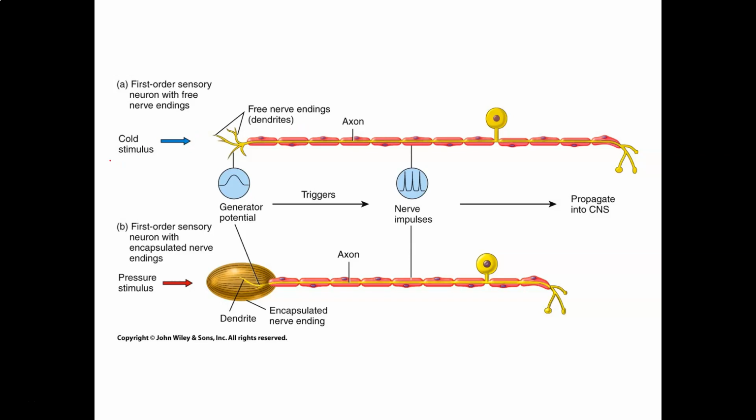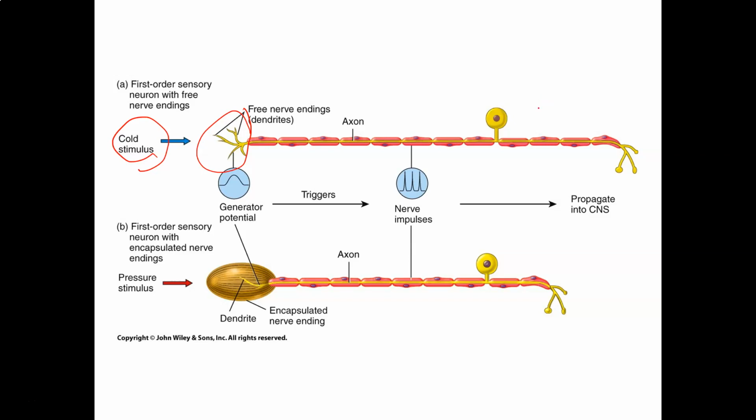In this picture they're showing cold as a stimulus, temperature. But whatever the stimulus is, it's going to trigger graded potentials or receptor potentials in the dendrites. So here we're looking in this top picture at a sensory neuron. Recall that sensory neurons are not multipolar like motor and interneurons are. They are uni or bipolar.